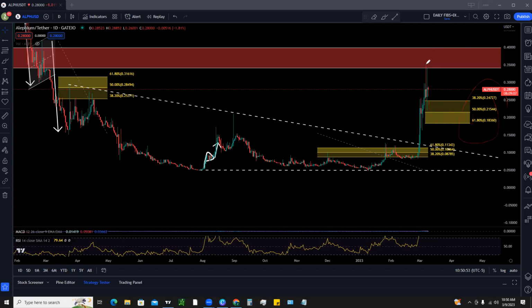Now, we've done a good job after reaching our supply zone here of pulling back, and look what we did. We held above our 50% retracement level, and we're currently holding above the 38.2% retracement level.